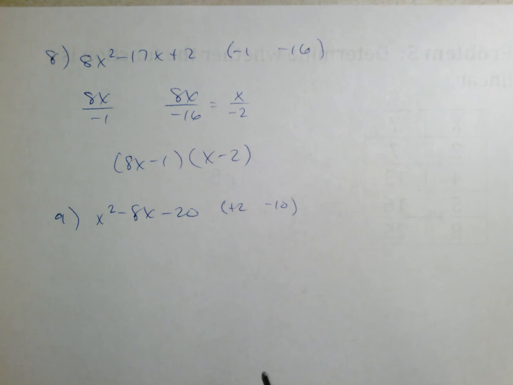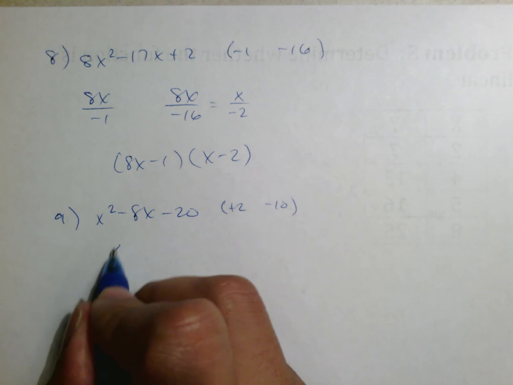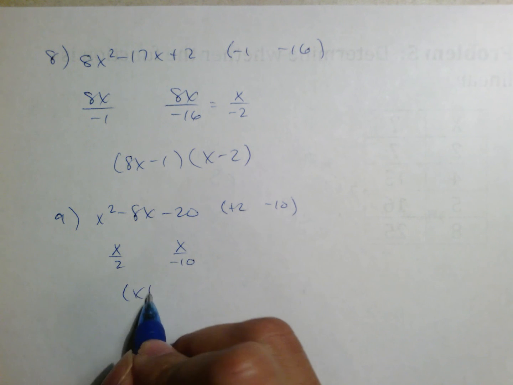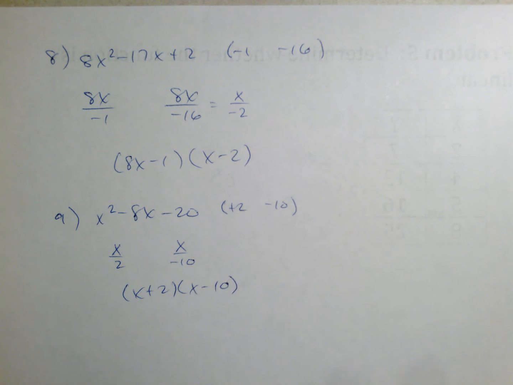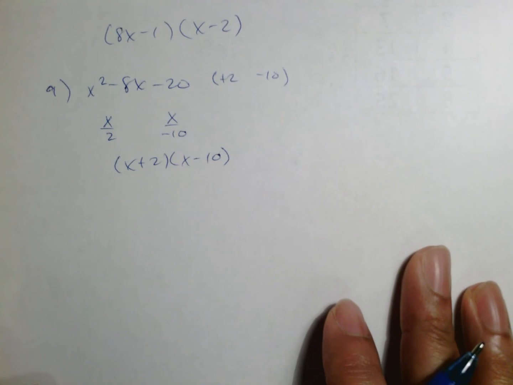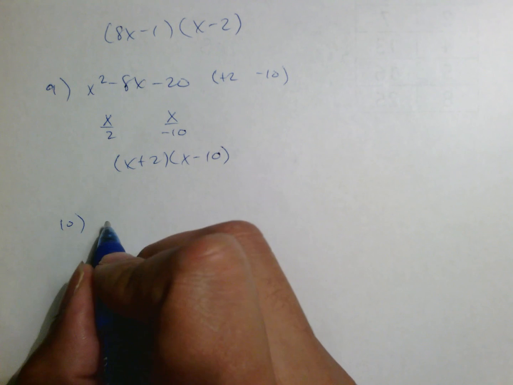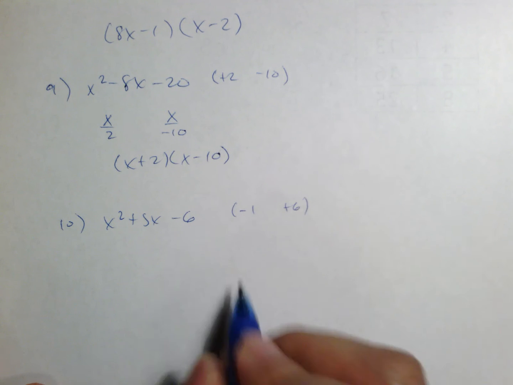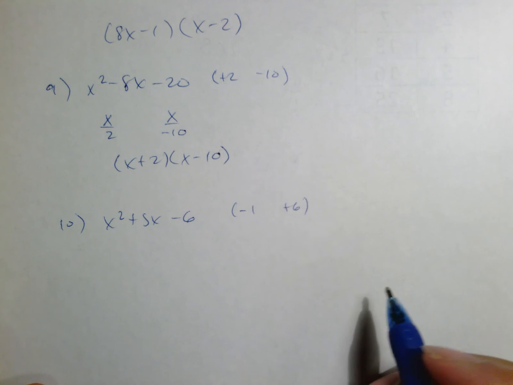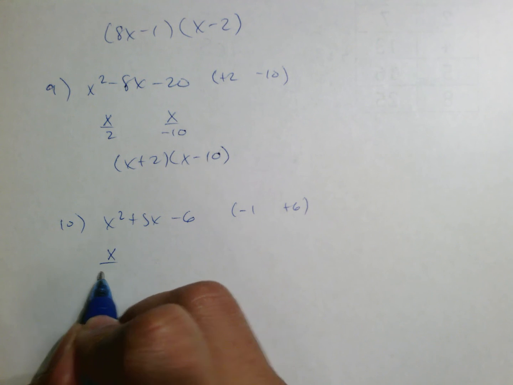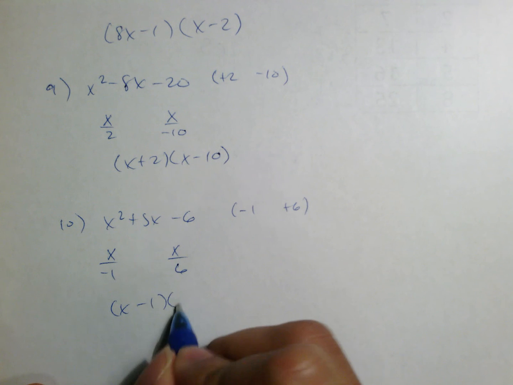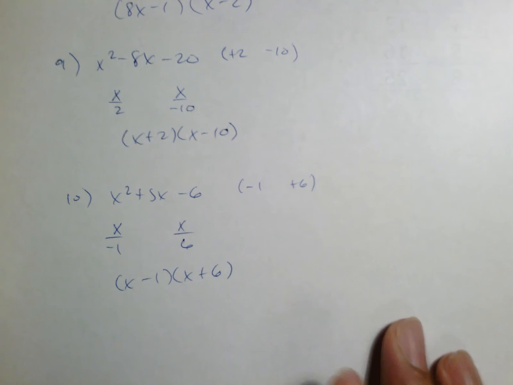Next part, again, pause it for a moment if you haven't finished it already. But you should be putting x over 2, x over negative 10. Neither one of these can be reduced, which means your answers are x plus 2, x minus 10. And the last one before we get ready to go. Again, pause that if you haven't done it already. But we should be putting x over negative 1, x over 6. Neither one can be reduced. X minus 1, x plus 6.